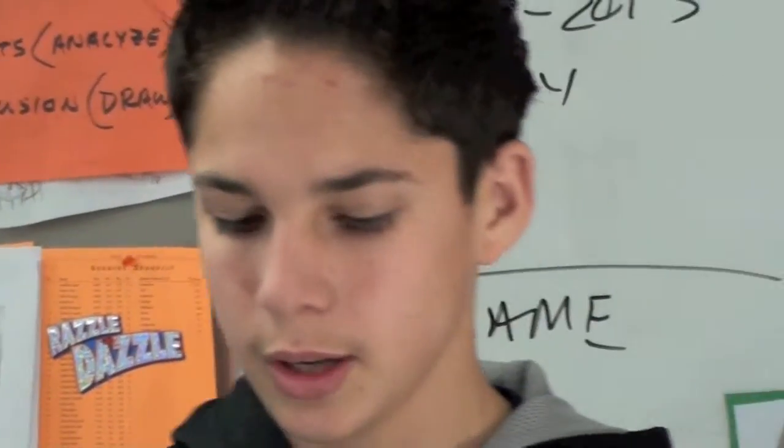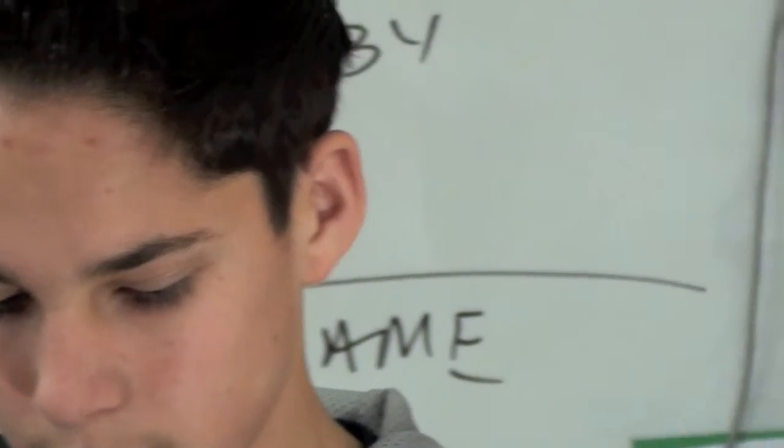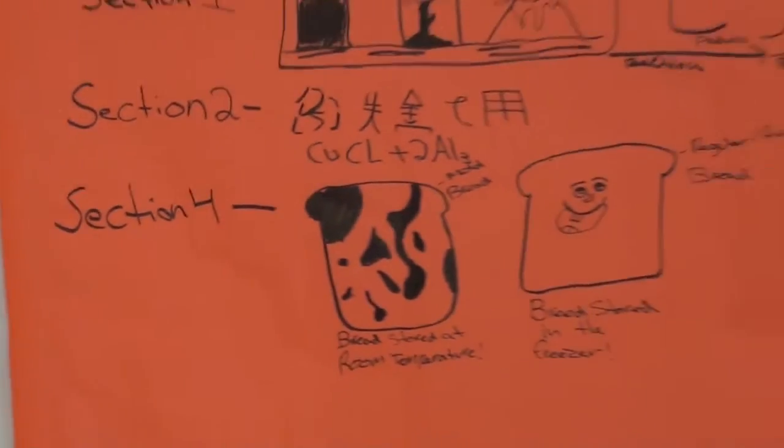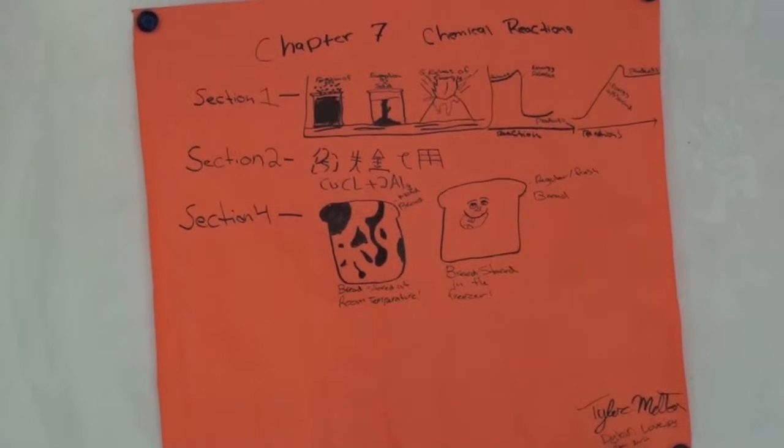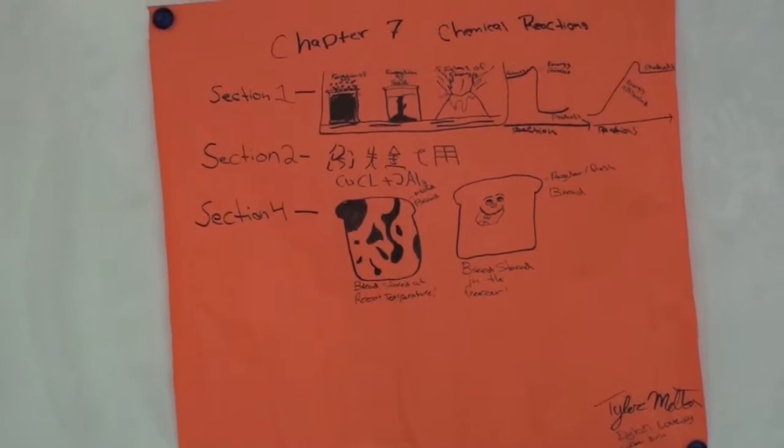Section 1, the nature of chemical reactions. The 3 visible signs of a chemical reaction include formation of a gas, formation of a solid, and release of energy. Reactions that release energy are exothermic, and gasoline is exo. Reactions that absorb energy are endothermic. Photosynthesis is endothermic. And that's it.